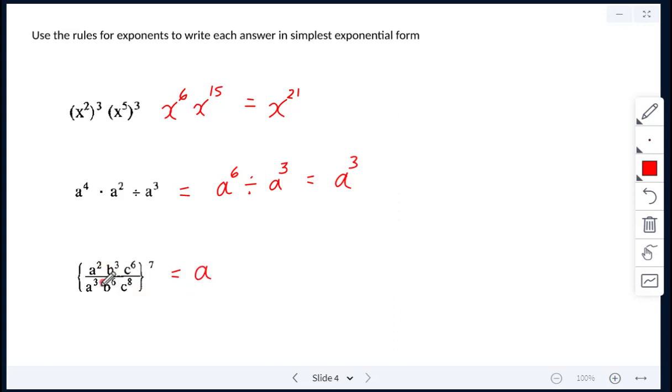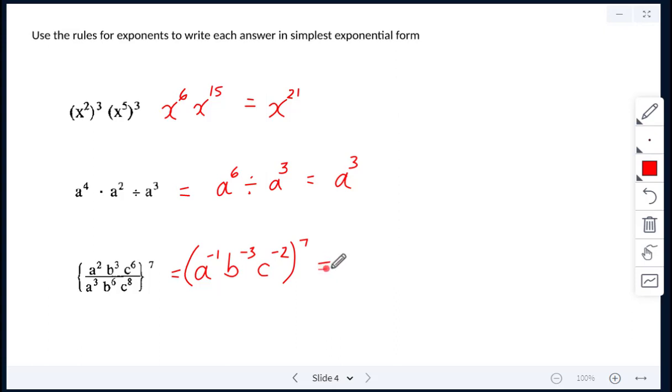So we have 2 minus 3, that would give me negative 1. And then here we have b, 3 minus 6 would give me negative 3. And then c, we have 6 minus 8, which gives me negative 2. And then all of that is to the power of 7. Don't forget that it's all to the power of 7.